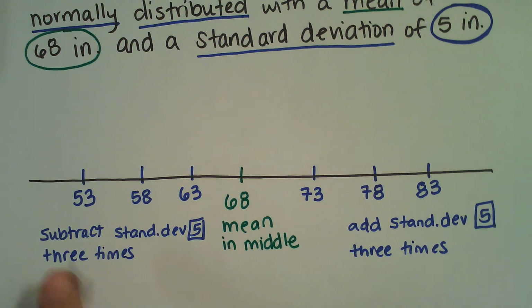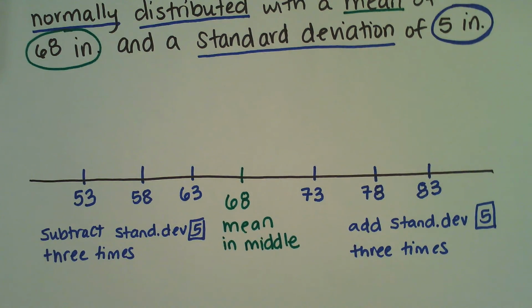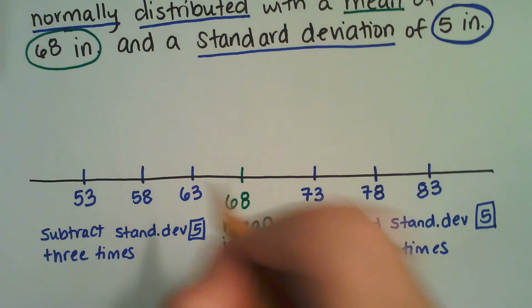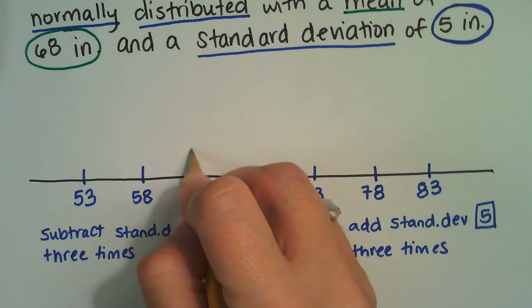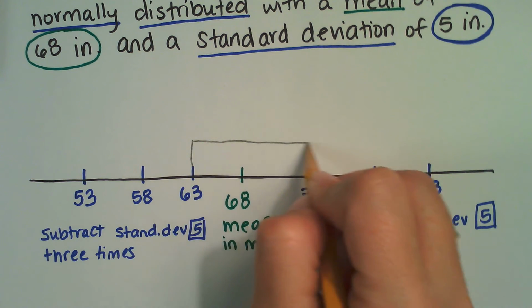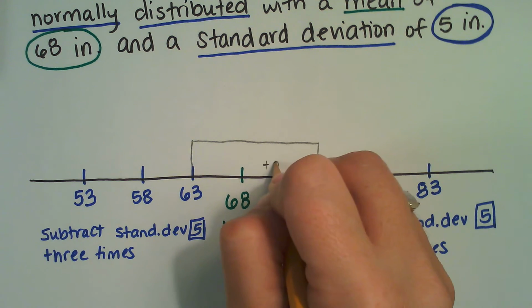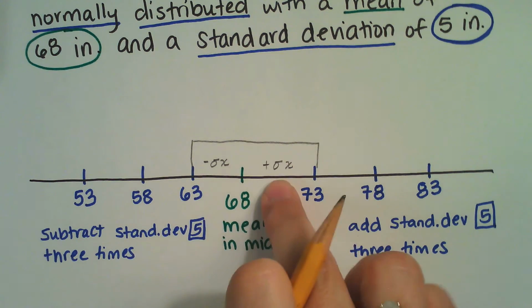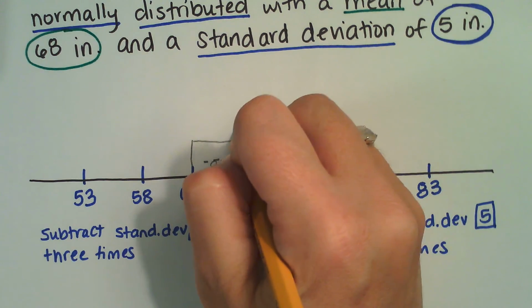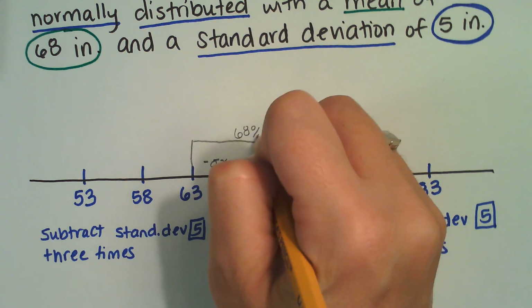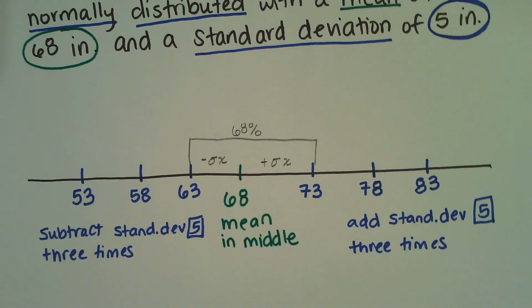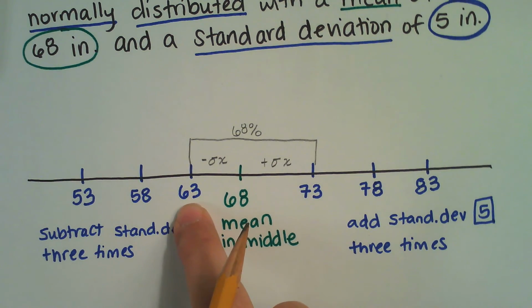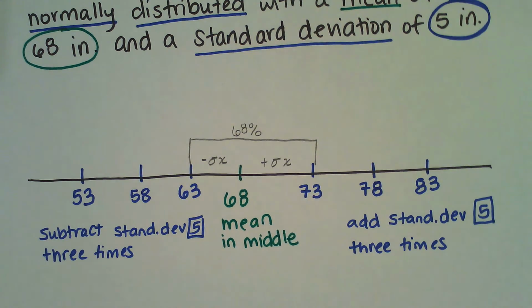Once I create this line of numbers, I know three pieces of information for sure. All right, so one standard deviation away from the mean in each direction. Here we added a standard deviation. Here we subtracted a standard deviation. One standard deviation away in each direction accounts for 68% of our data. 68% of the guys that they talked to are between 63 inches and 73 inches.